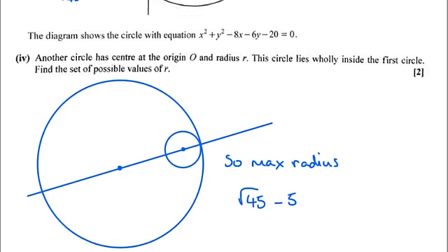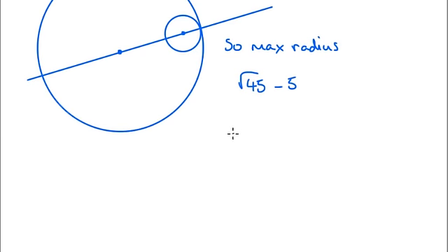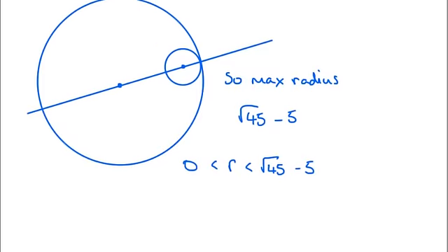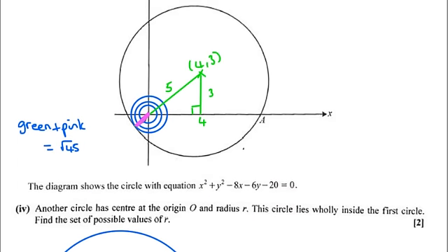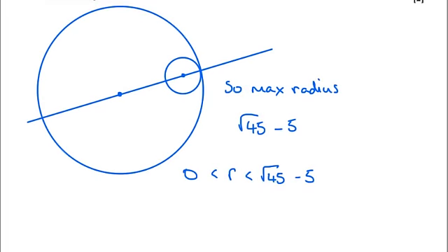So when it asks for the set of possible values, r is going to be able to be less than root 45 take away 5. It's also going to need to be greater than 0, otherwise we won't have a circle. So that is the answer to part 4 of question 10.